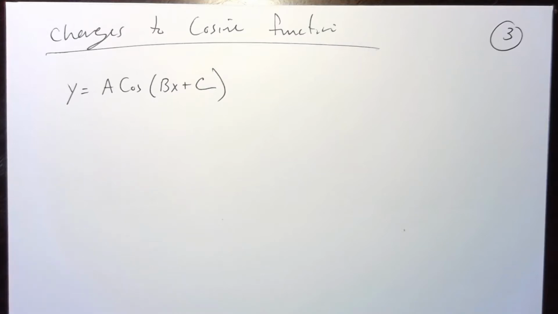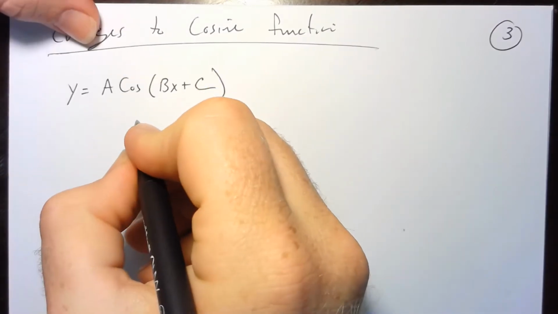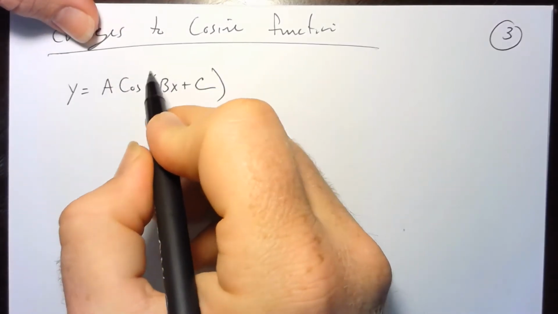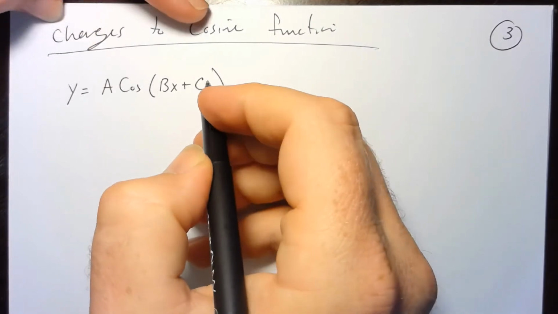In this video, we'll be looking at the basic changes to the cosine function. Very much like the sine function, it's going to also have modifications with this multiplication by a, this multiplication by b, and this addition of c.